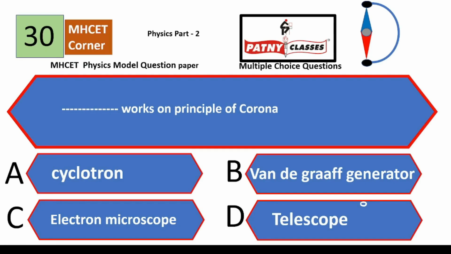Question number 30. Dash works on the principle of corona. Option A, cyclotron. Option B, Van de Graaff generator. Option C, electron microscope. Option D, telescope.